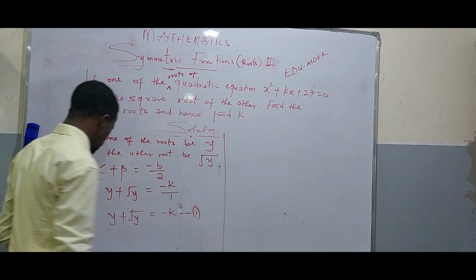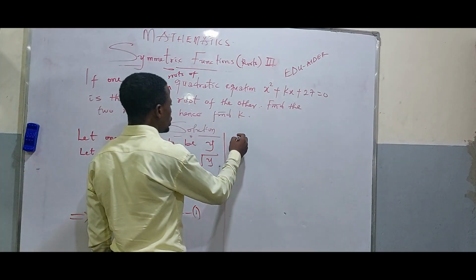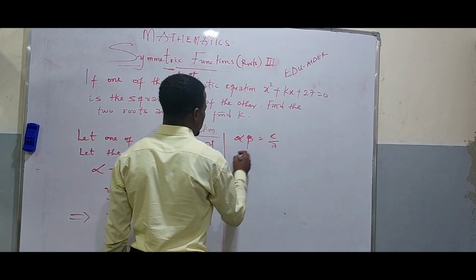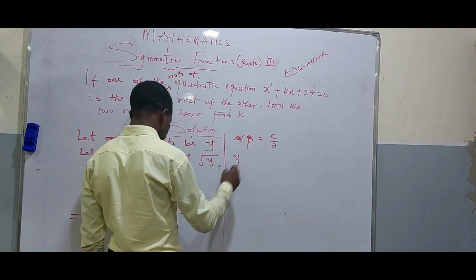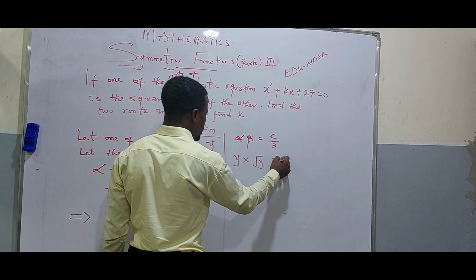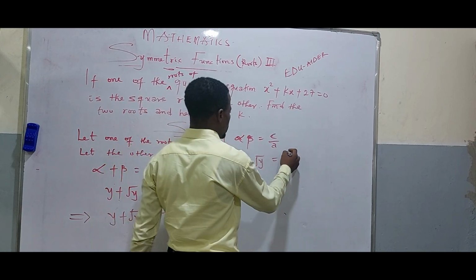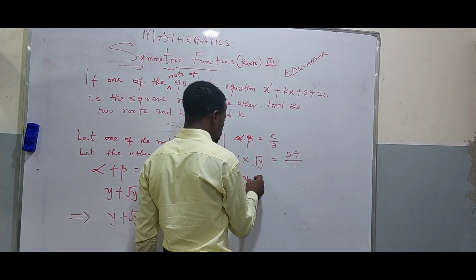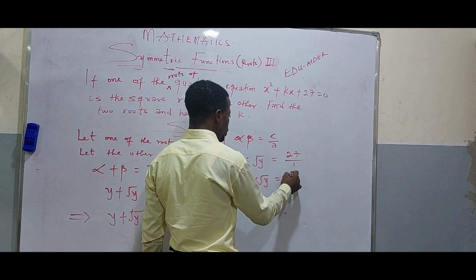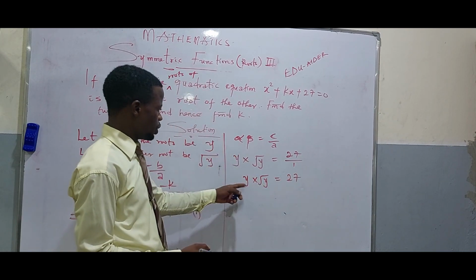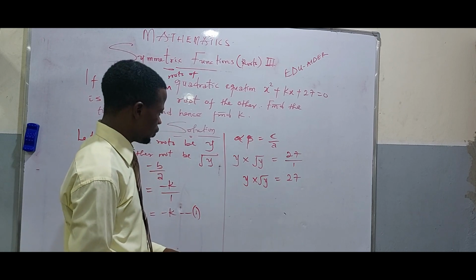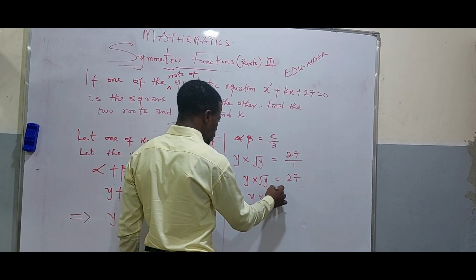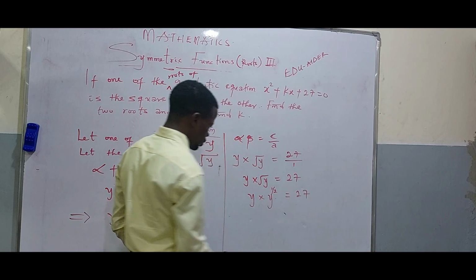We bring something out of this. Let's check the products. Product means alpha beta is equal to c upon a, and that means y times square root of y is equal to c. C is 27 over a, which is 1. So this times square root of this is equal to 27. Can we re-express this? Yes, we're going to have y times y raised to the power 1 over 2 equal to 27, right?